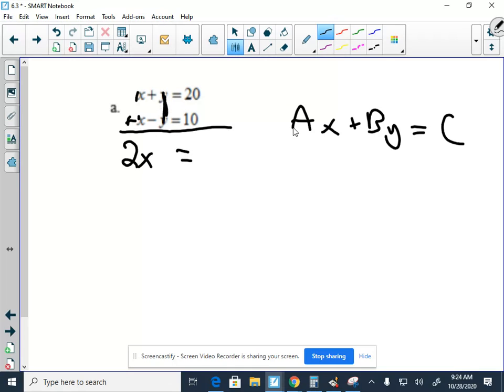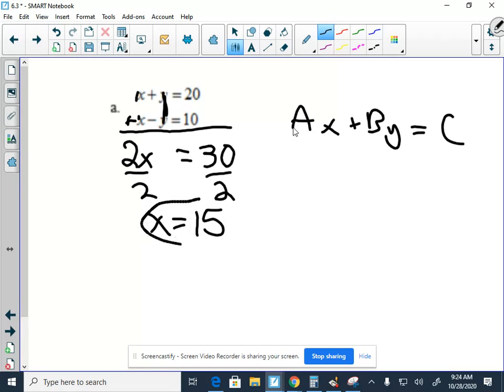And that's the name of this method. It is called the elimination method. We want those to eliminate. And then on the other side, we have a 20 and a 10. And we're just going to add, since they're both positive. So we get what? 30. Okay, now we can solve this. We're going to divide by 2. And x is 15.